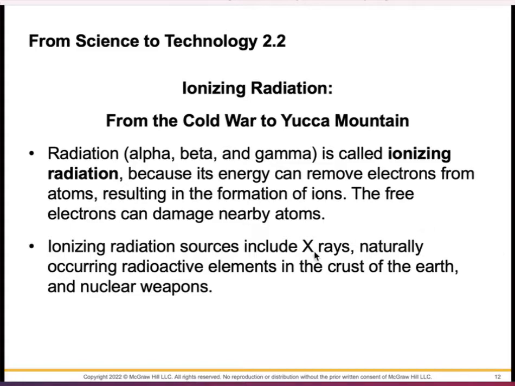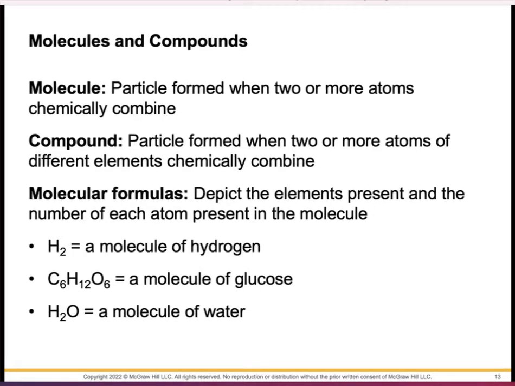So let's talk about ionizing radiation. Radiation, whether it's alpha, beta, or gamma, is called ionizing radiation because its energy can remove electrons from the atom, resulting in the formation of ions. The free electrons can damage nearby atoms. Ionizing radiation sources include X-rays, naturally occurring radioactive elements in the crust of the earth, and nuclear weapons. So those are some sources where you'll find ionizing radiation.